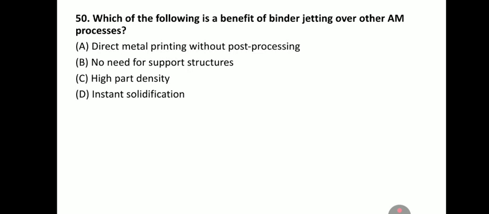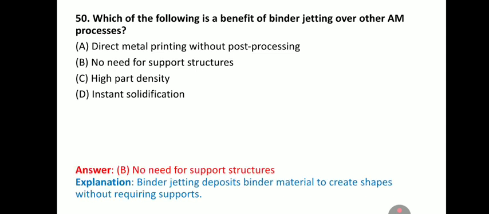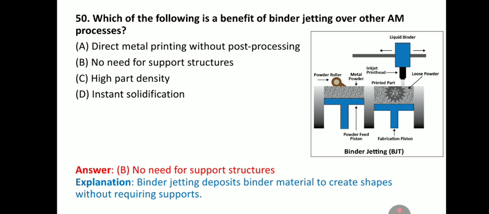The last question, which of the following is a benefit of binder jetting over other additive manufacturing processes? The answer is it does not need any support structure. So here you can see the binder jetting process, and no support structure is needed in the case of binder jetting.